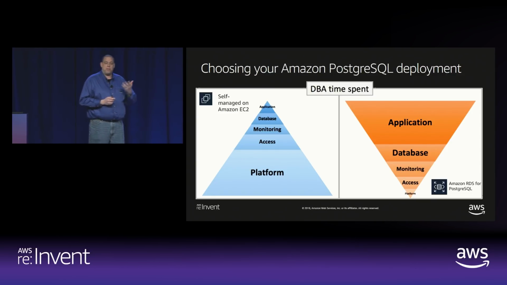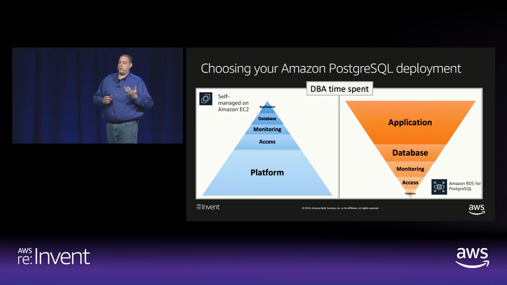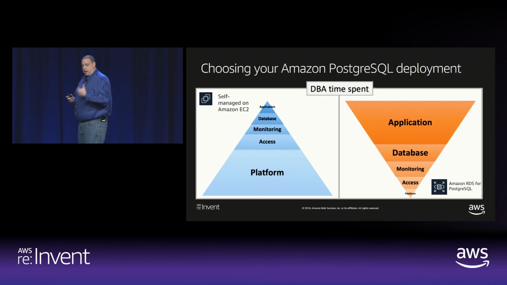When you use it through a managed service, your DBAs now have time to work on the business critical problems, whether it's doing schema design earlier on in the process, so that you have good schemas as you're building your applications, or doing query tuning. RDS and Aurora Postgres will take care of the platform issues for you.